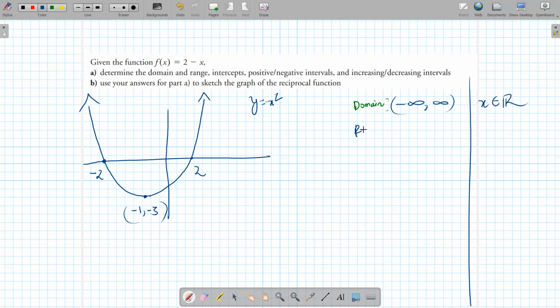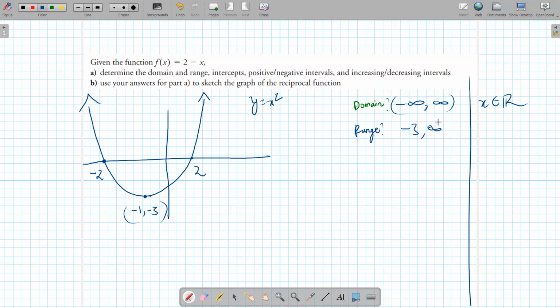What about the range? Is there a restriction on the range? Can it be anything? Can it be -10? No, it cannot be because there's a minimum. For an even degree polynomial, there's always going to be a restriction on the range. So what is it here? What's the minimum y value? -3. What's the maximum y value? Infinity. So the range is from -3 to infinity.